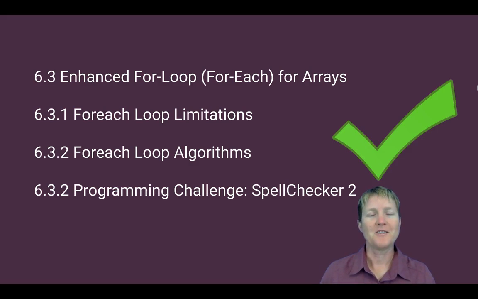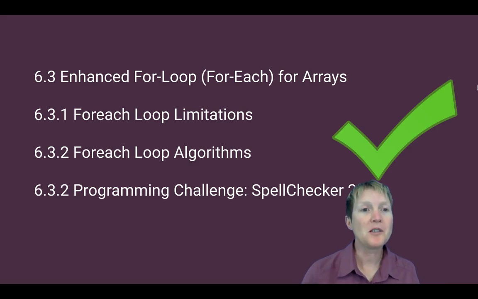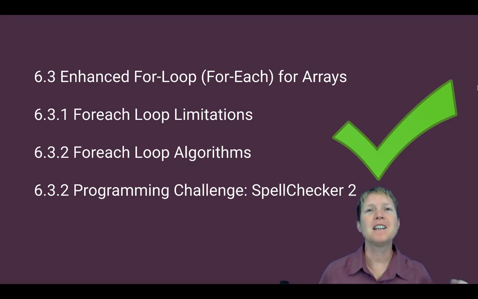Nice big green check. Yeah, boy, 6.2 was really in depth, but it's where the power of computers comes from. 6.3 can almost be an afterthought. It's a cool little optional way of accessing arrays, the enhanced for loop. Everything in here is good. This is going to be really fast.